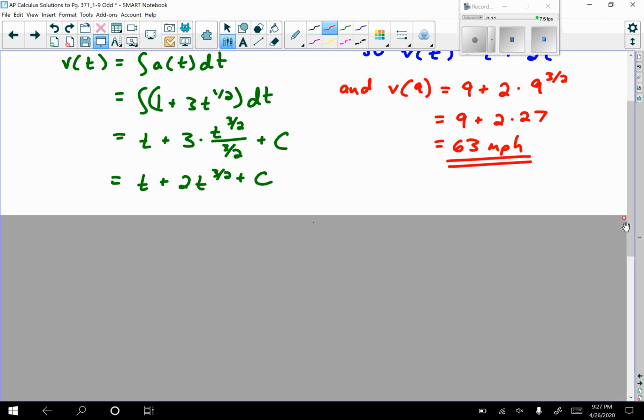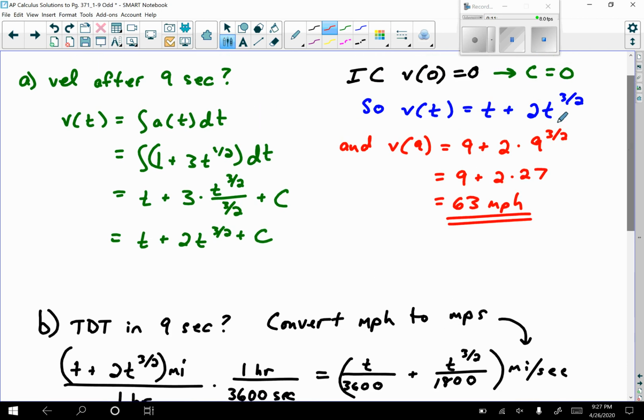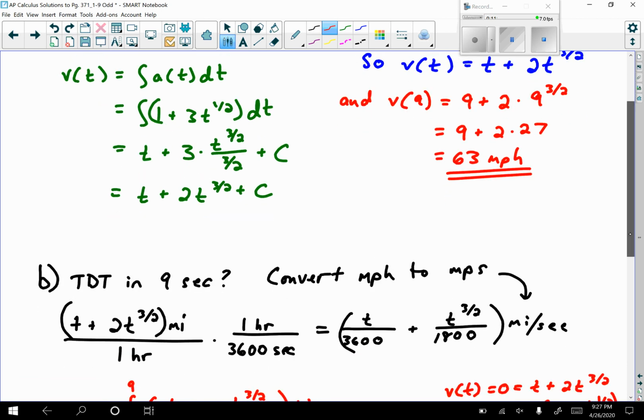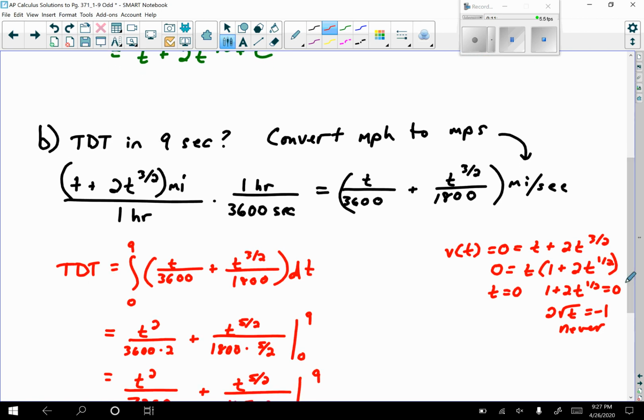Now for part B, it's asking for the total distance traveled, but we need to be in the same unit. So our first job is to take this velocity function, which is in miles per hour, and we need to go to seconds because we have to figure this out for 9 seconds, so we need to convert miles per hour to miles per second. So I'm taking this quantity in miles per hour, and I'm just saying, well, in 1 hour there's 3,600 seconds. So I just separate this. So I first get t over 3,600, and then the 2 and the 3,600 simplify to just t to the 3/2 over 1,800.